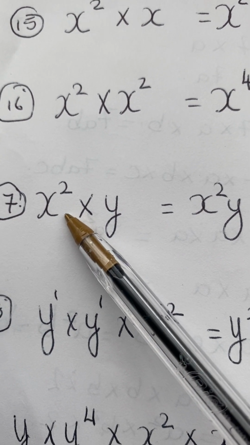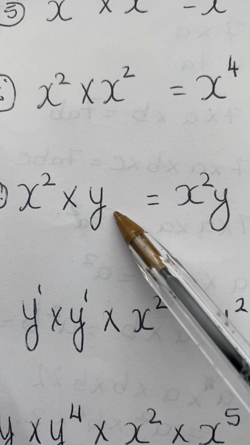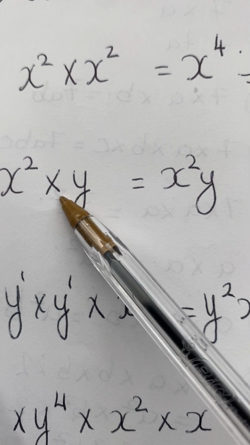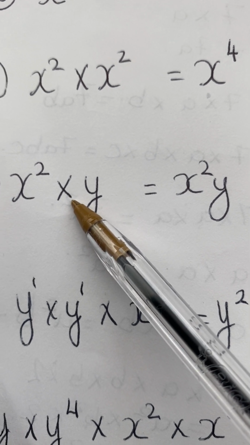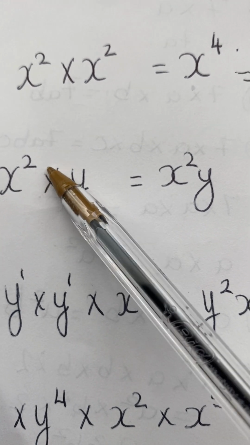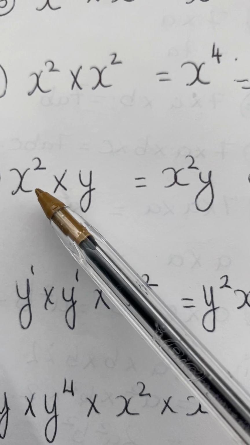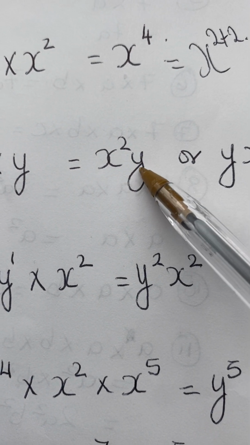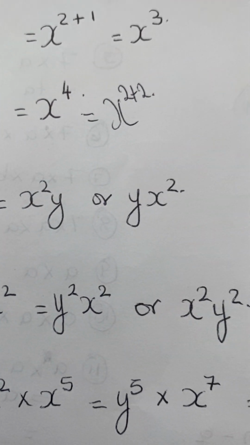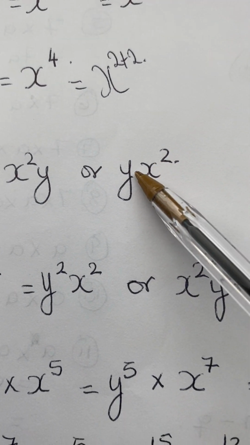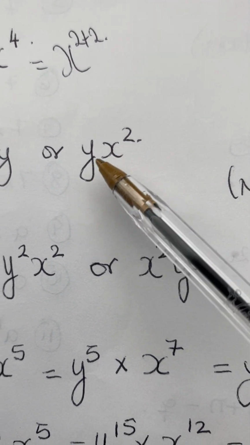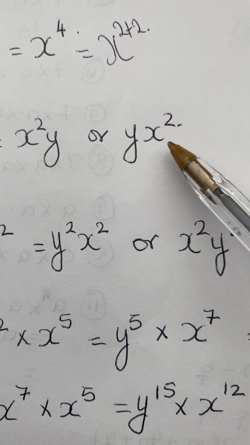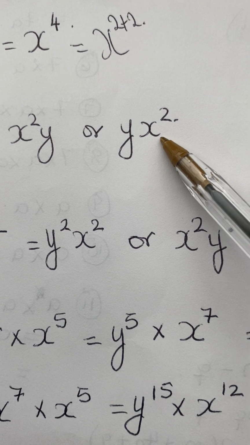Okay, now let's look at this next example. x to the power 2 times y. Now if we were adding, we wouldn't have done anything, but this is times, so we can have x to the power 2 y, or as I showed you earlier, you can bring y, x to the power 2. It's all the same.